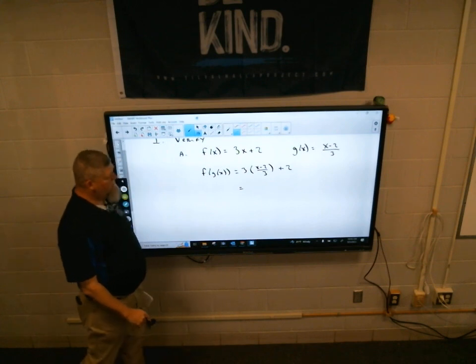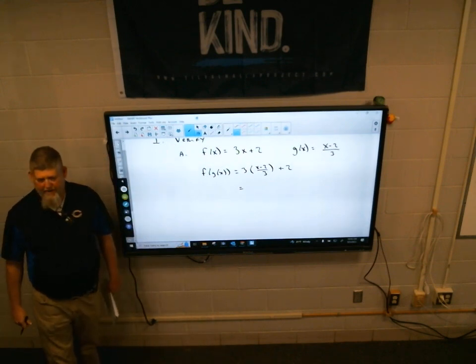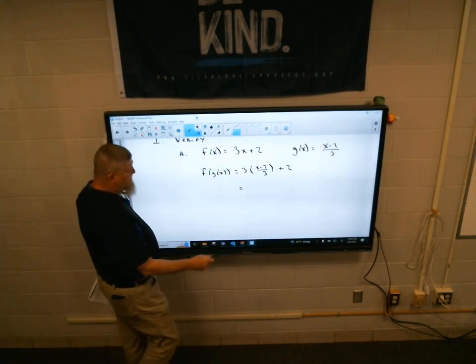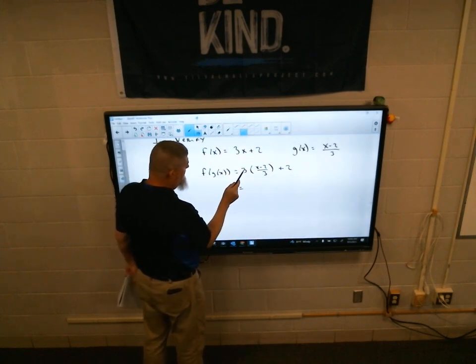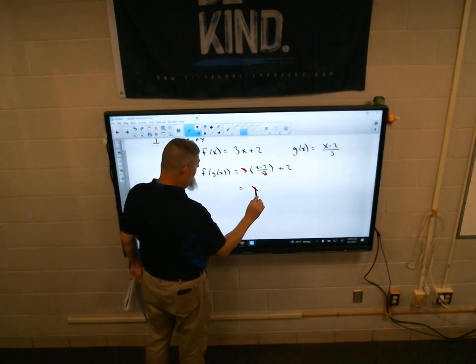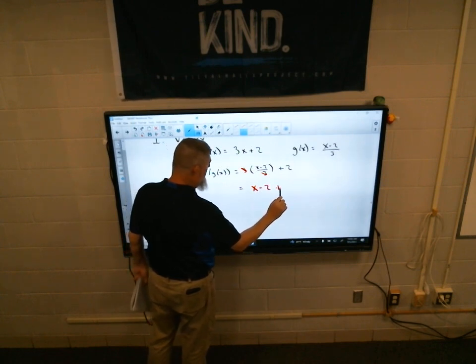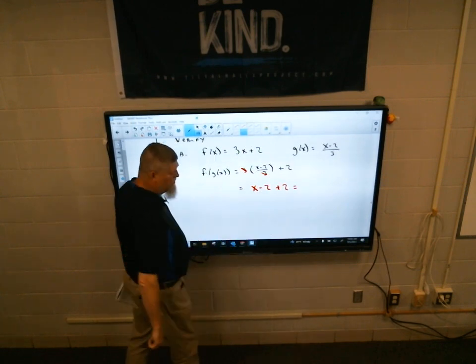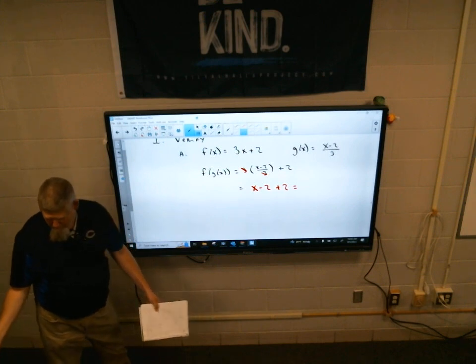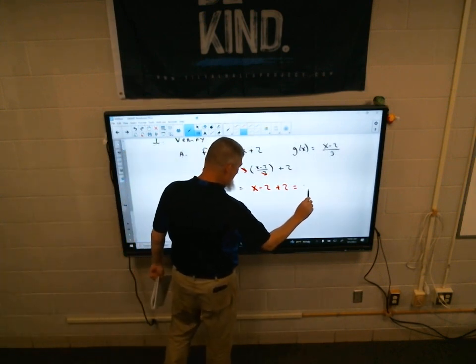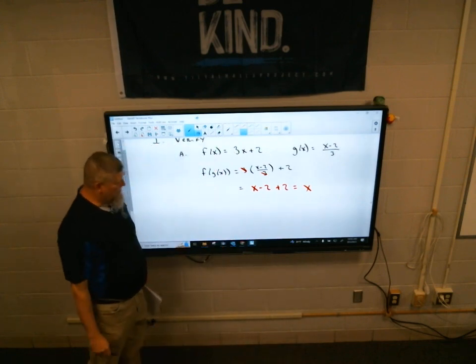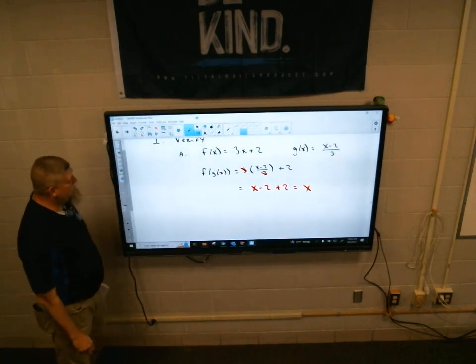Okay? And then we're going to simplify. I have a 3 in the numerator, a 3 in the denominator. What happens to those two 3's? Cancel. I have x minus 2 plus 2, which equals x, because negative 2 plus 2 is 0, so it just equals x.